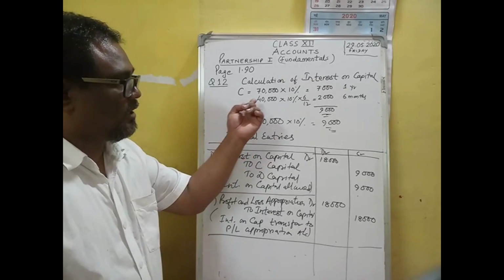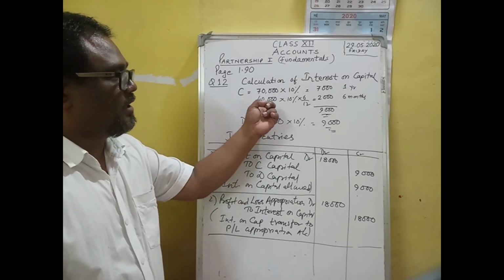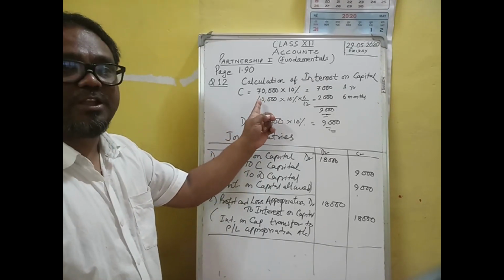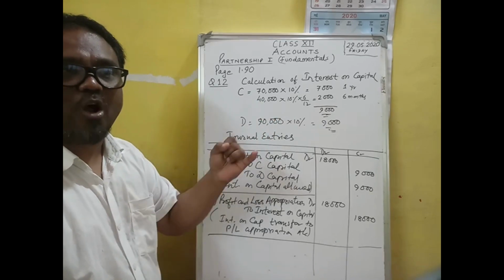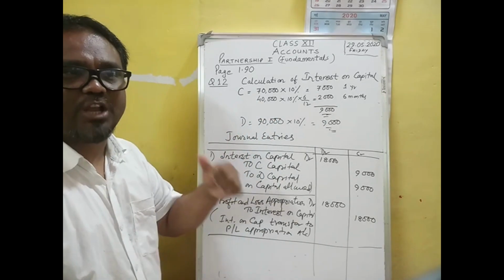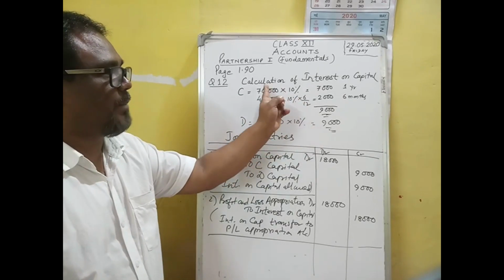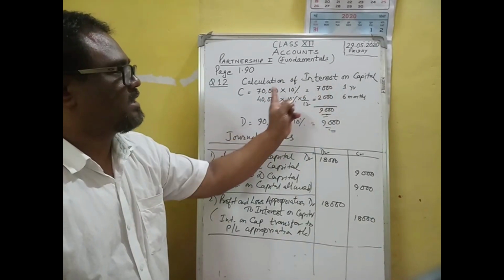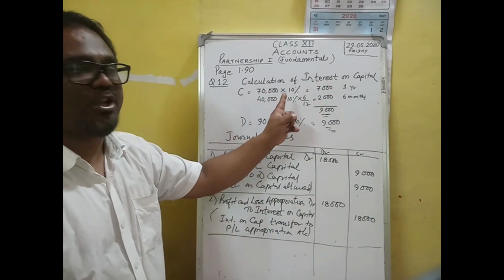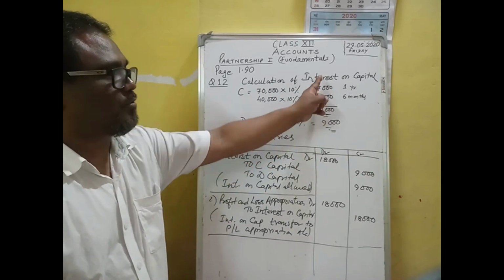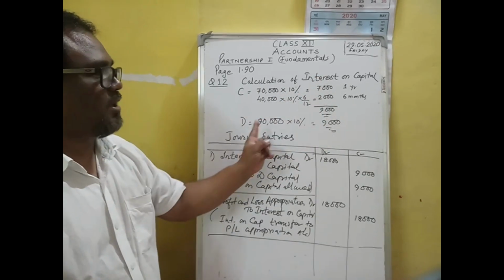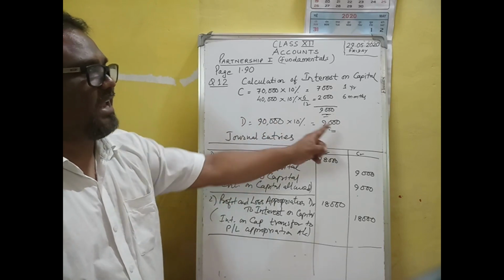So the additional capital is made in the middle of the year, that is on 1st October: October, November, December, January, February, March, 6 months interest. 70,000 for the whole year, 1 year: 70,000 into 10% is 7,000, and 40,000 into 10% for 6 months is 2,000. Total interest on capital is 9,000. So 90,000 at 10% for D is 9,000 interest on capital.